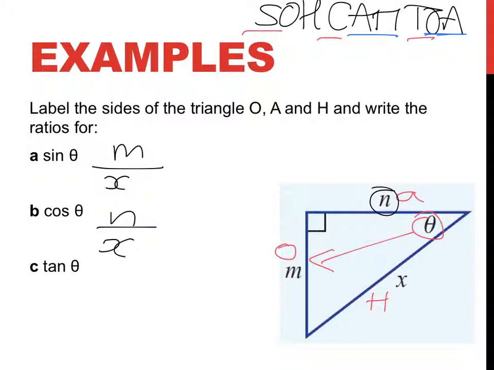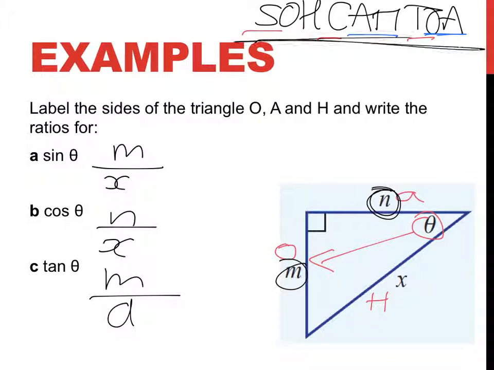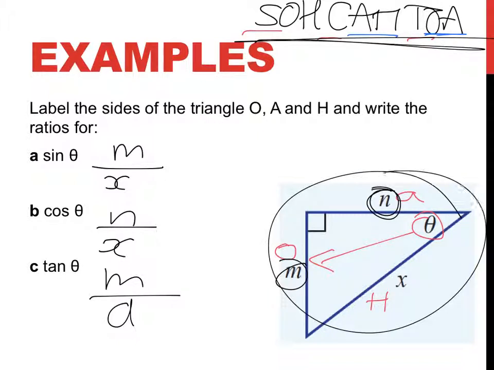Finally, tangent's my last one. It's my opposite over my adjacent. So m is my opposite over n, which is my adjacent. It's just getting you used to using those ratios. Always write SOH CAH TOA at the top of your page and always do this O, A, H labeling.